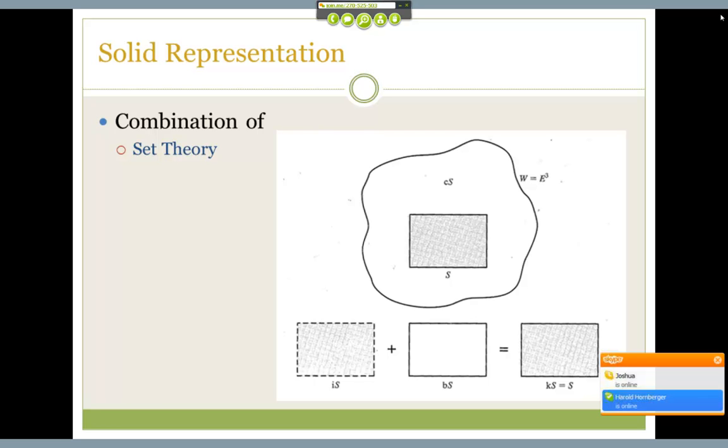So mathematically, what is this? What is the dashed IS?